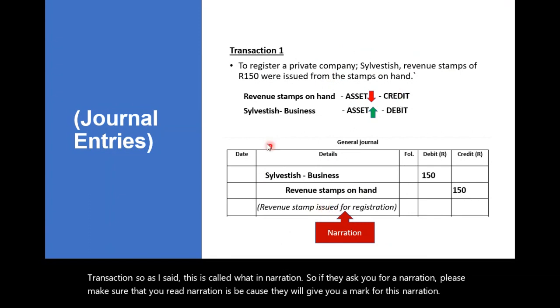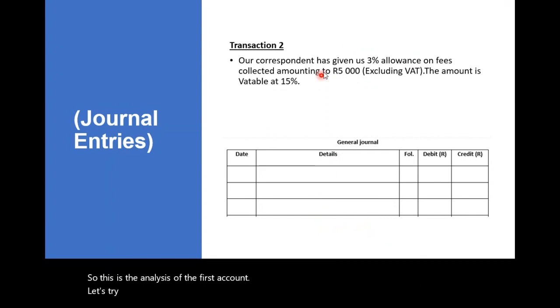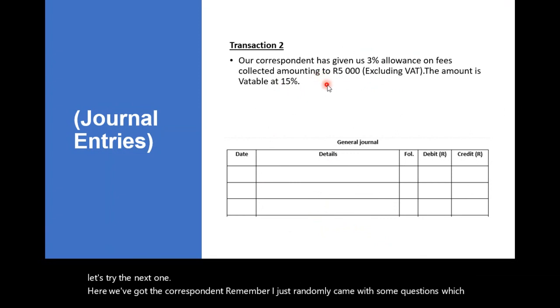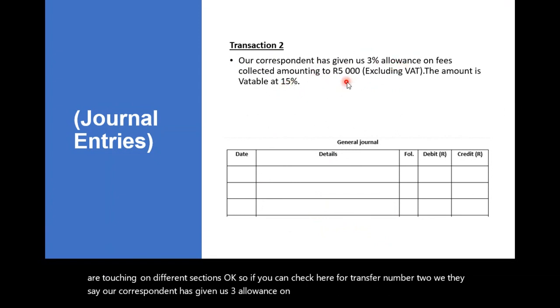So this is the analysis of the first account. Okay, let's try the next one. Here we've got the correspondence. Remember, I just randomly came with some questions which are touching on different sections. Okay, so if we check here for transaction number 2, they say our correspondent has given us 3% allowance on fees collected amounting to 5,000 excluding VAT.